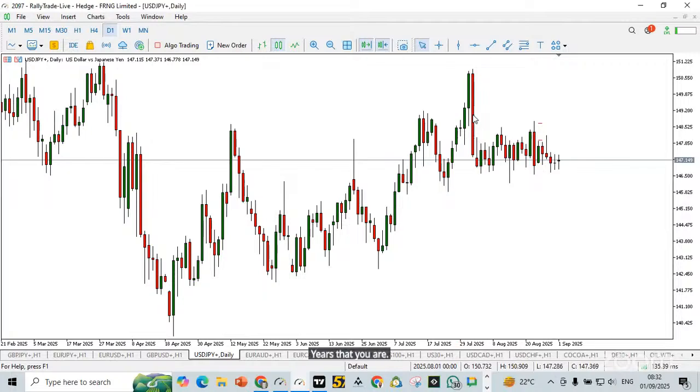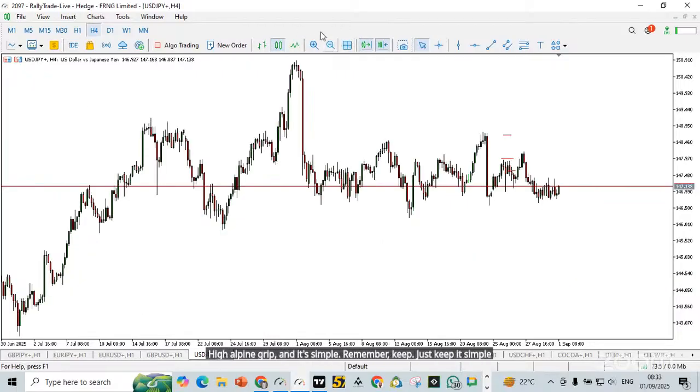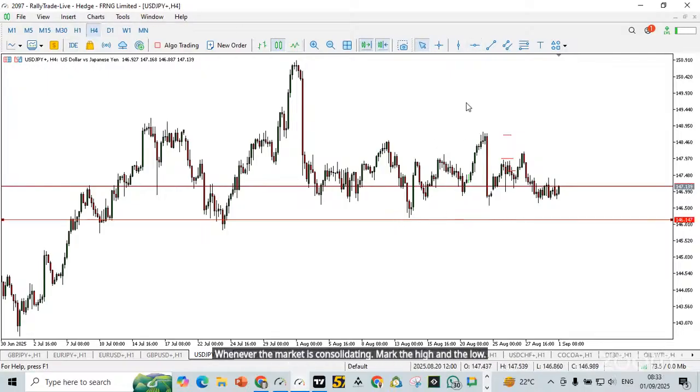So we're in a consolidating market on the higher time frame. And it's simple. Remember, just keep it simple. Whenever any market is consolidating, mark the high and the low.